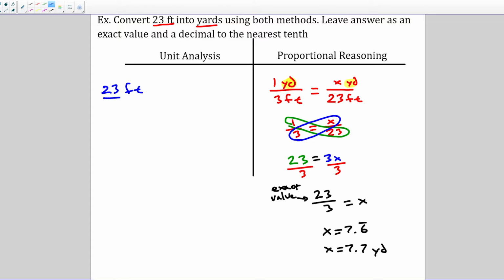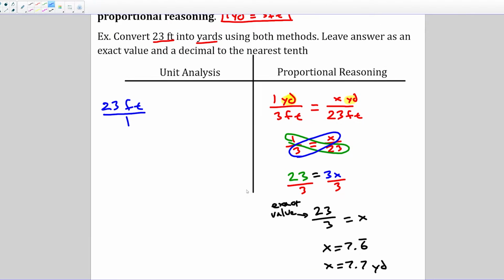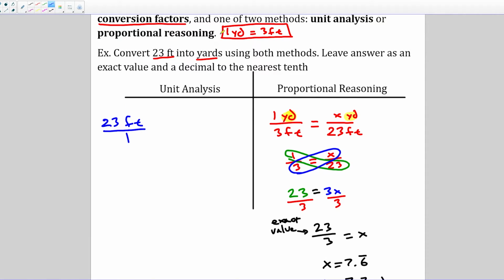Looking at unit analysis, we want to start off with the 23 feet. What we're going to do is we're actually going to put this 23 feet over 1. The reason won't be immediately apparent as we're going to actually explore this a little bit later on, but for now we're just going to keep that 1 as a placeholder to remind us that we can pretty much divide anything by 1. Now the next part of this involves us multiplying by our conversion factor as a fraction.